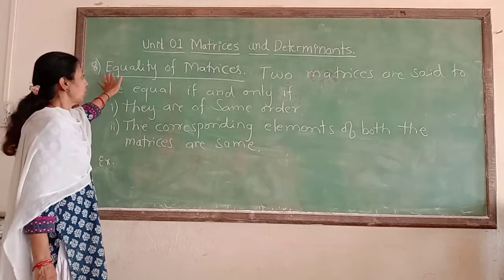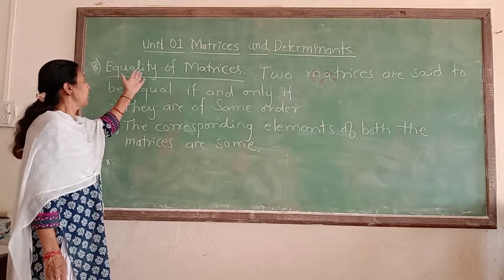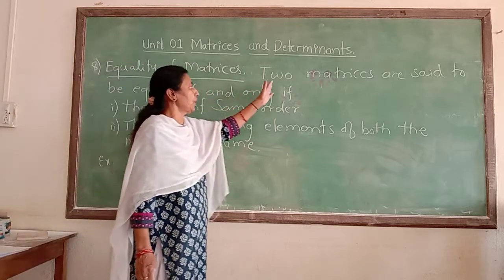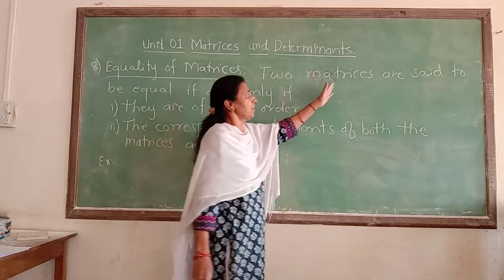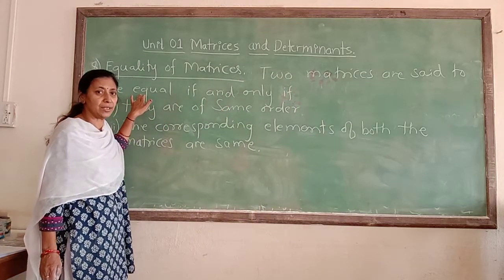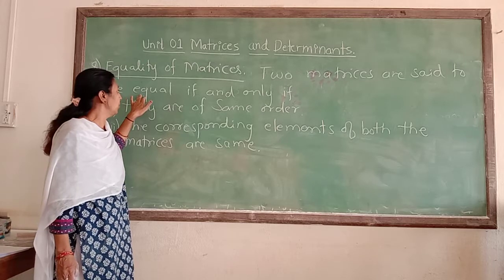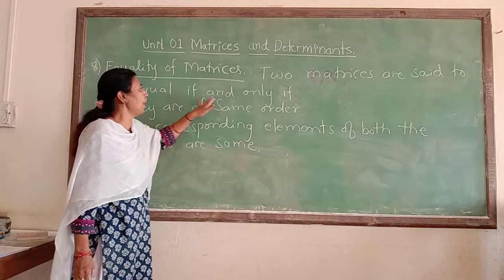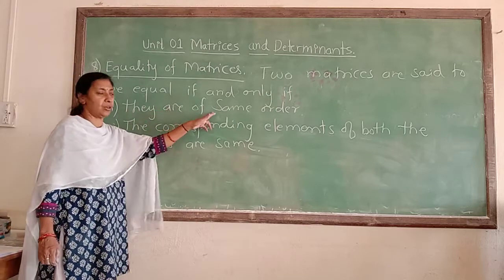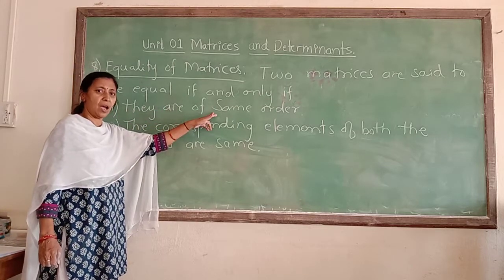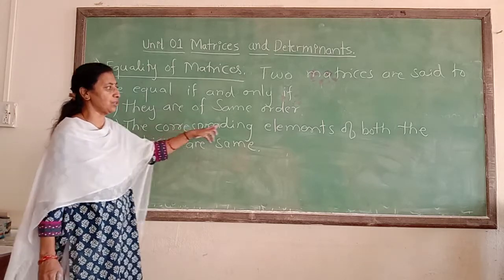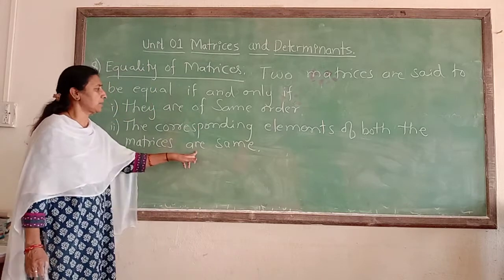Now I am going to explain lastly one more type, that is equality of matrices. Two matrices are said to be equal if you have two matrices, and both will be equal if and only if, first, they are of the same order, and secondly, the corresponding elements of both the matrices are the same.